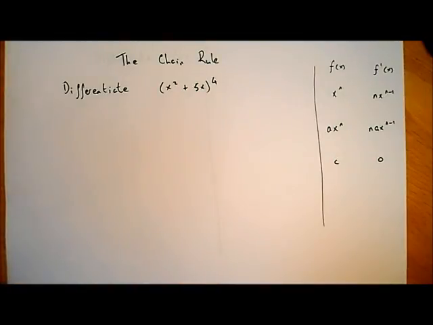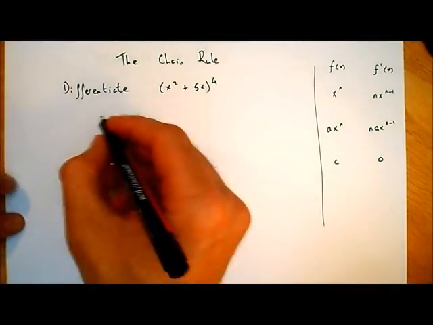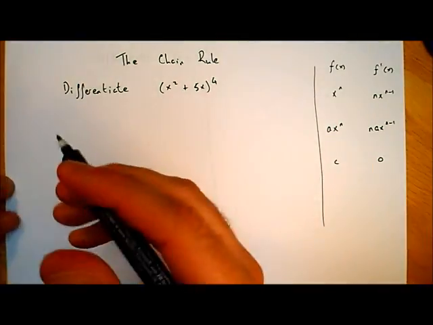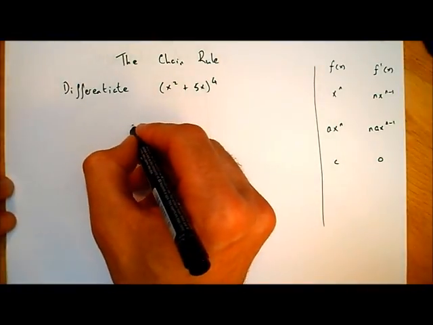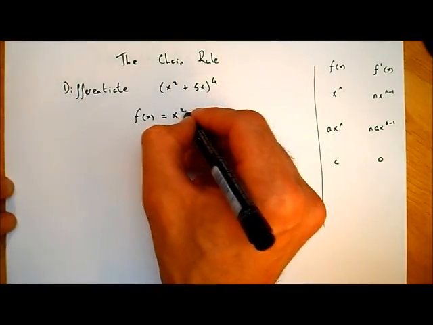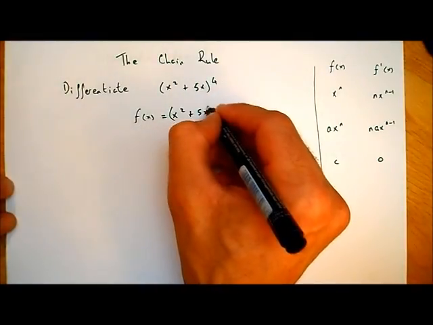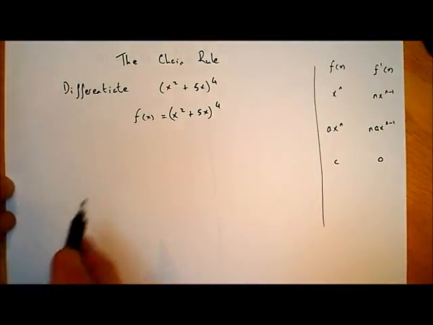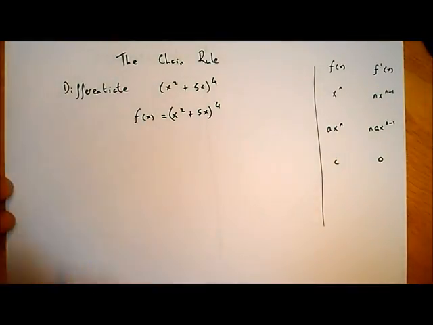So what we have, in fact, is two functions combined together. I'll explain what I mean by two functions in a minute. Before we do that, I'm going to start off by writing f of x is equal to x squared plus 5x all to the power of 4. Now we want to find f dash of x. That's what it means to differentiate.